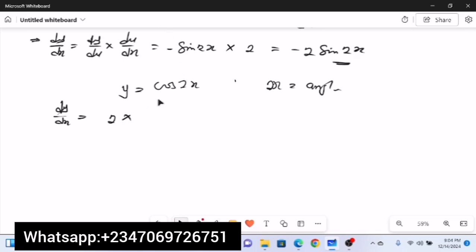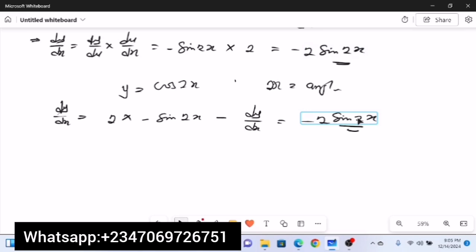Trig function here is what? Cosine. If I differentiate cosine, I will simply have what? Minus sine, not forgetting. So minus sine, then you put back the angle 2x. So this simply implies that dy all over dx is going to be equal to minus 2 sine 2x, which is the same result we obtained earlier. So this is like a shortcut approach to differentiating trigonometric functions when it has to do with chain rule.